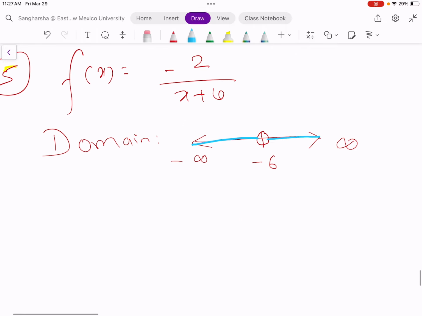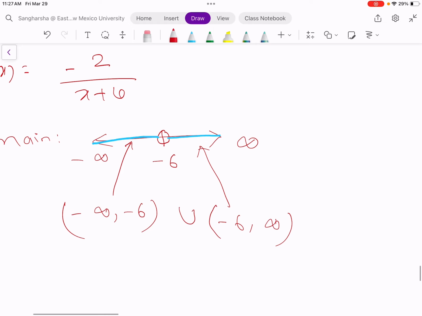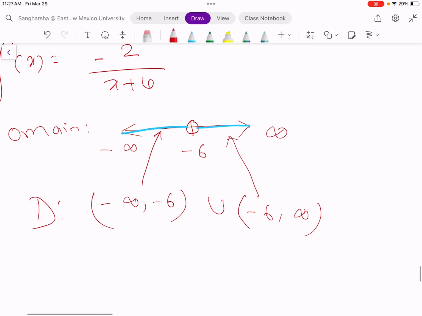So let's write it in interval notation. The first part is from -infinity to -6. We are excluding -6, so we're going to have parentheses. And this part is from -6 to +infinity. And you have a union here, and this is the domain. If you are asked to write the domain, make sure you write it in interval notation. For a rational function, every number that makes the denominator equal to 0 is not in the domain, but every other number is. This is the one question that you're going to have.